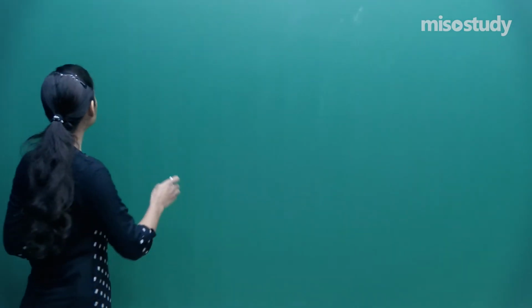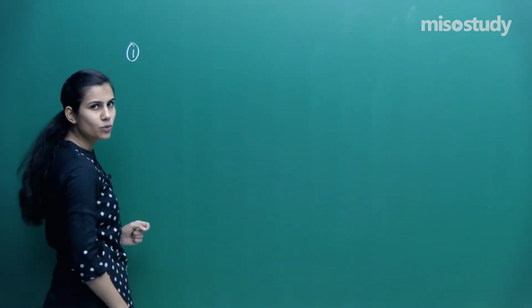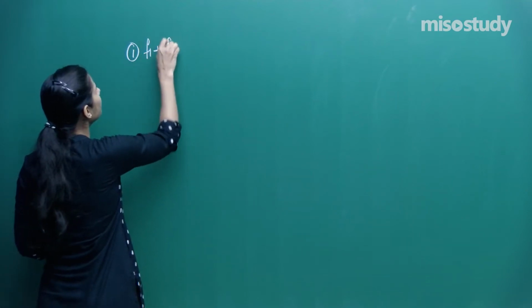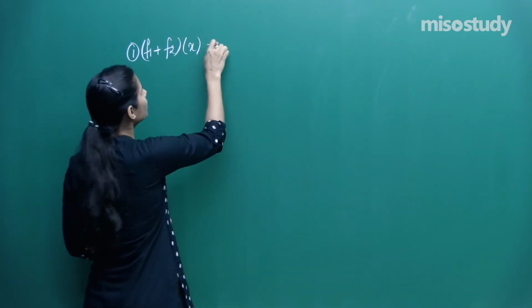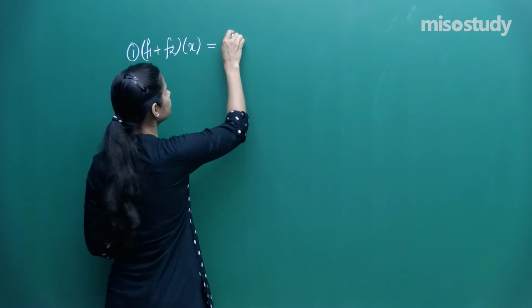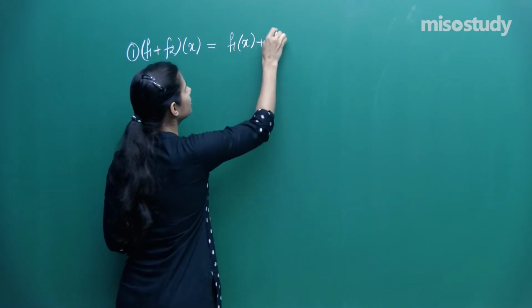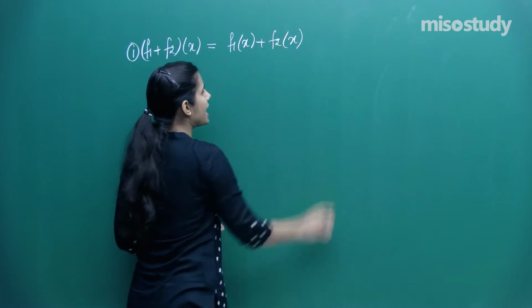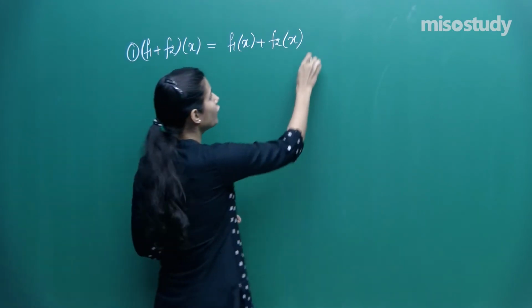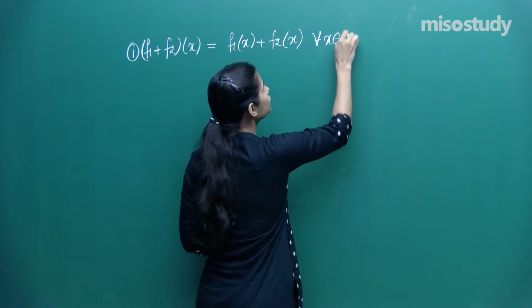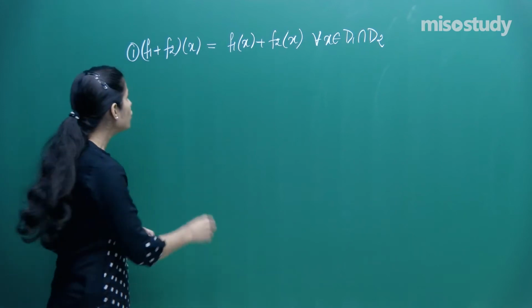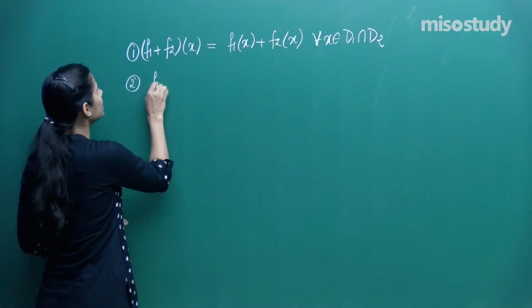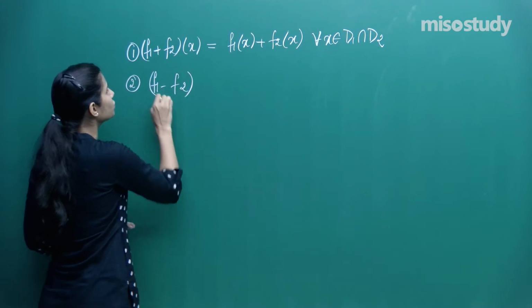If I talked about the sum of two functions, obviously the definition was one of the most exact ones, which was f1 plus f2 when applied to a certain x will be point-wise addition: f1 of x plus f2 of x for all x belonging to the domain of f1 and the domain of f2. Moving to the next new function which we studied was f1 minus f2.